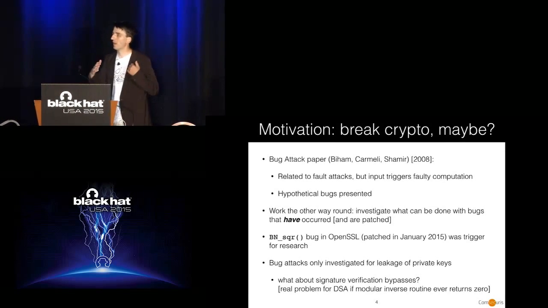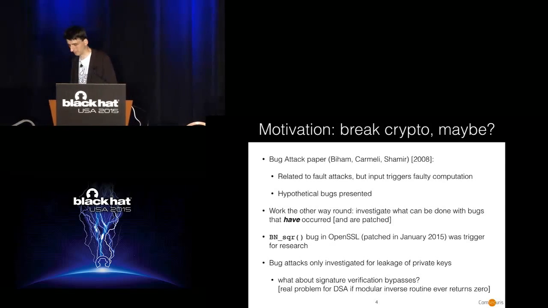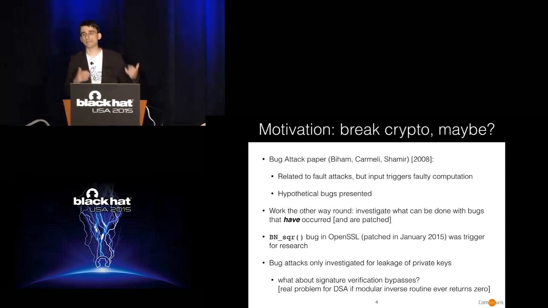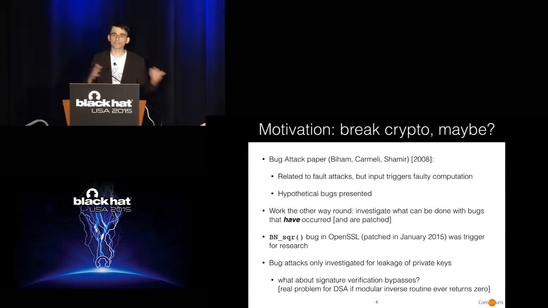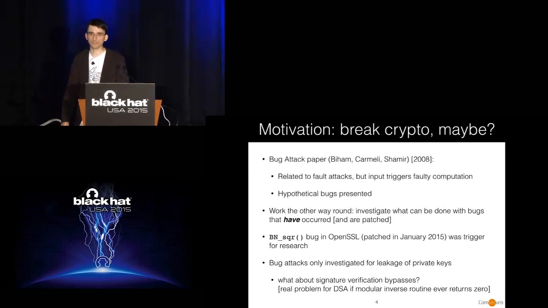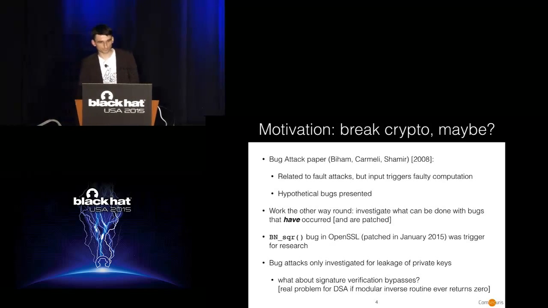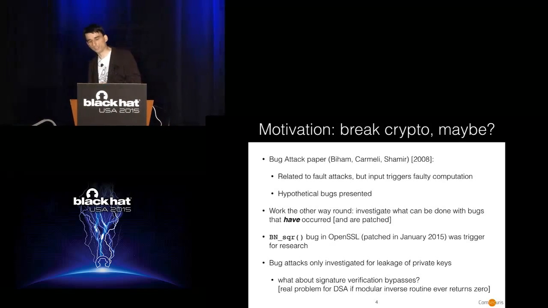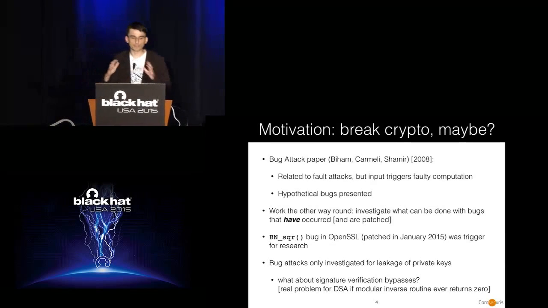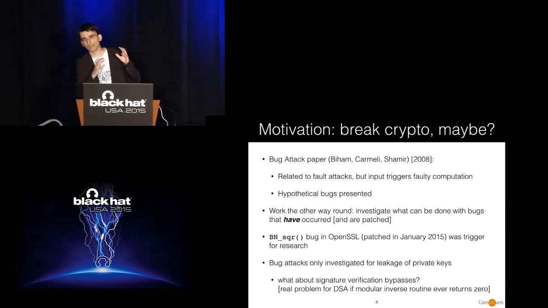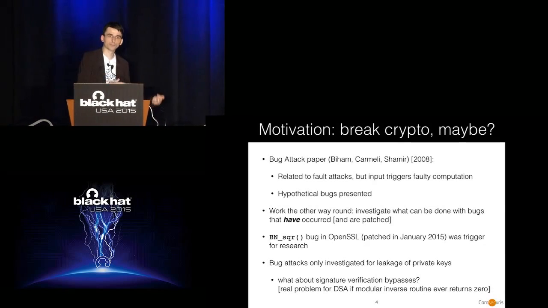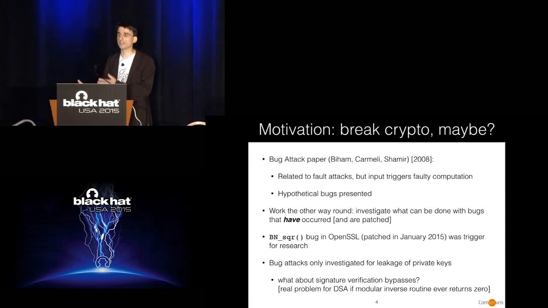So I decided to work the other way around and look at the bugs that have been found and patched in BigNum libraries in the last decade, and see what you can do with them and whether they would be exploitable. And as I mentioned before, I've thought about this for a while, but the BN square bug that was basically in the advisory in January this year was a trigger for me to look into that again more seriously.